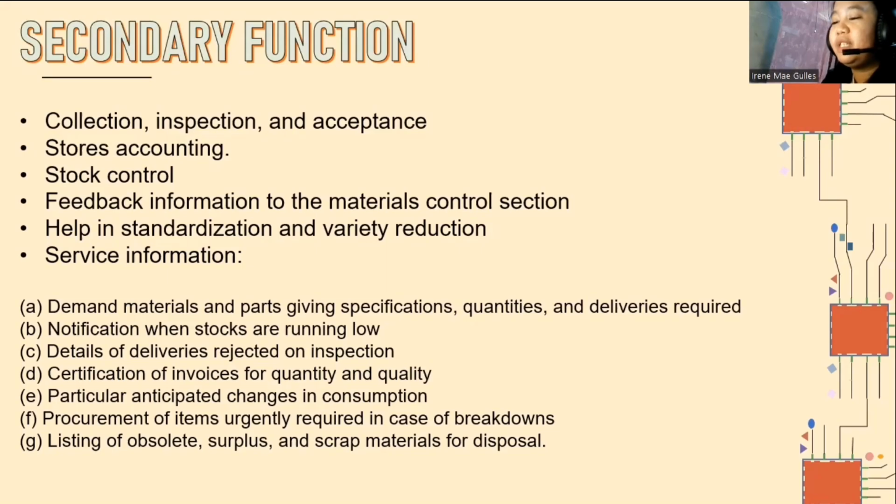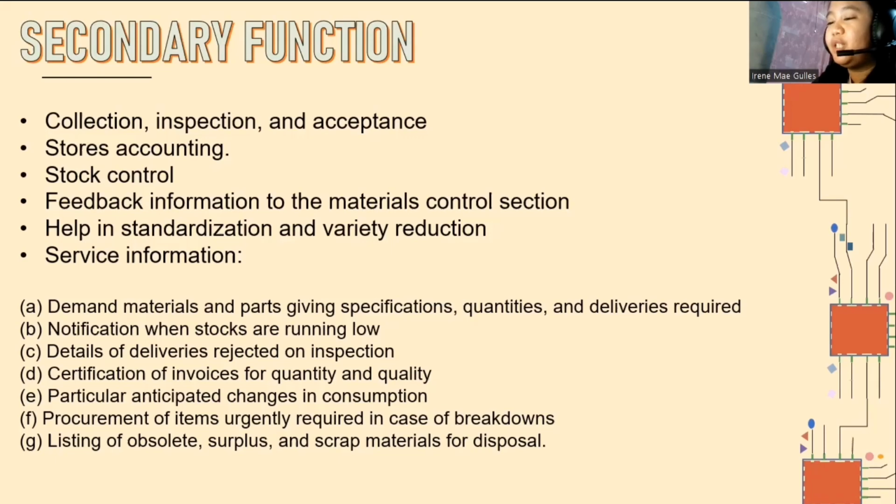Number 3 is feedback information to the material control section. Number 4 is follow up with purchase, which helps to avoid stockouts and production losses. Number 5, help in standardization and variety reduction. Number 6, service information such as demand for material and parts, giving specification, quantities, and deliveries required.